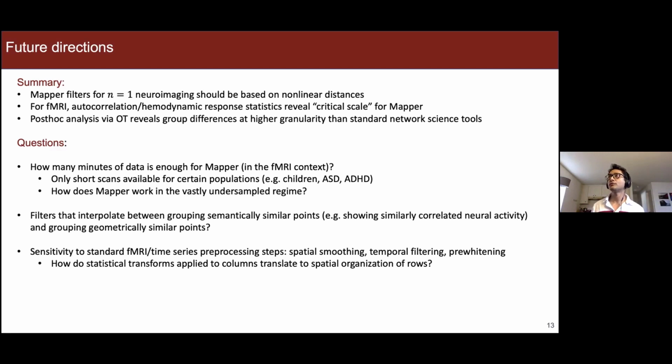Now, we presented some of these results to researchers and clinicians, and here are some interesting questions that we got that can actually be phrased mathematically. So one question is, how many minutes of data is enough for Mapper?